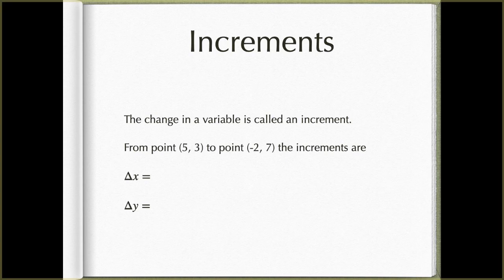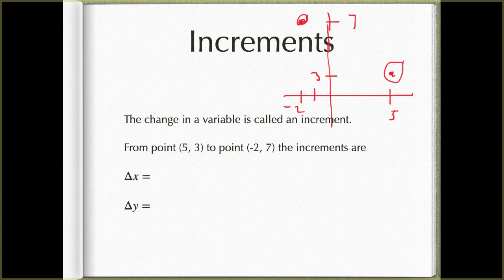So if you think about this, if we had a coordinate plane, just a really crude drawing here. This is 5, let's say this is 3. So we're going from this point here. We have -2. We're going to 7. So we're going from this point here, and we're going backwards to this point up here. So we're going from here to here.